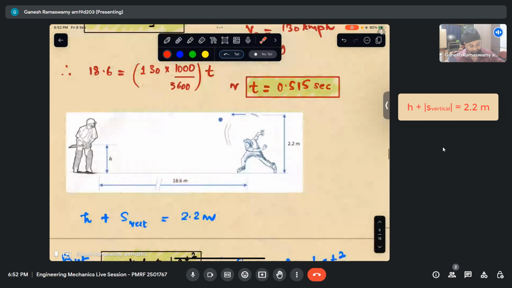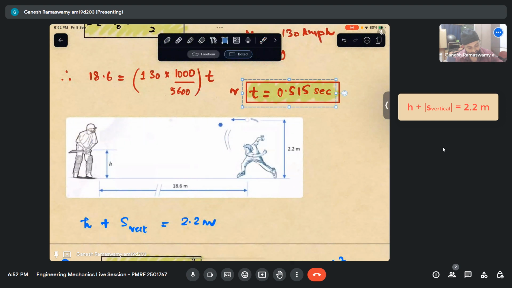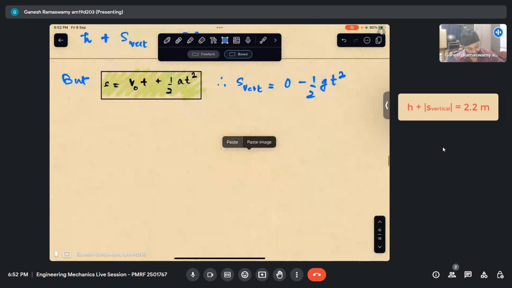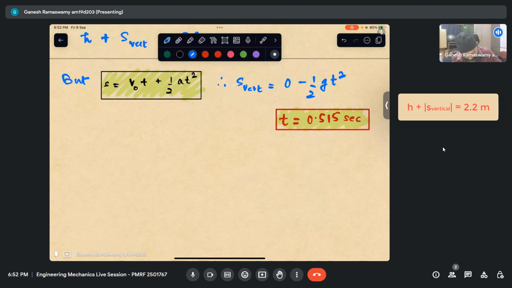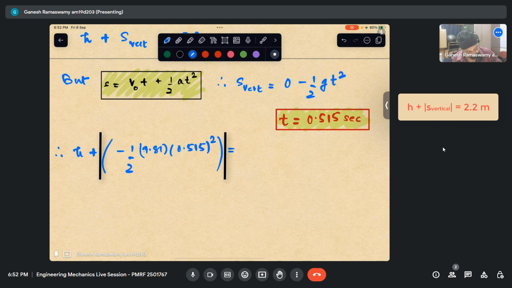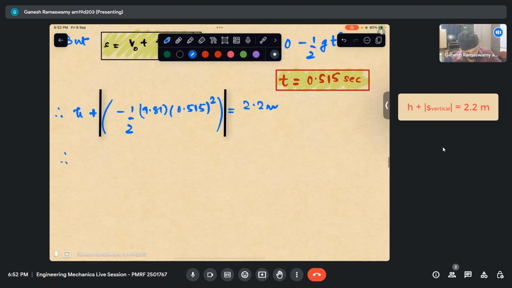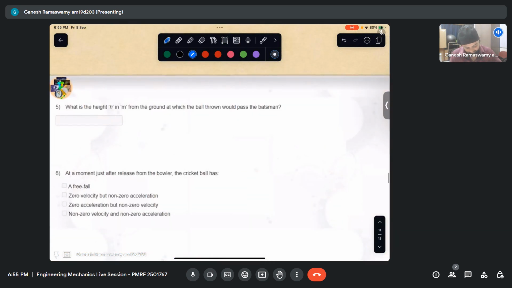So let me copy this and put it here. So therefore h plus minus 9.81 into 0.515 squared is nothing but 2.2 meters. So therefore h comes out to be 0.899, or similar to 0.9 meters.